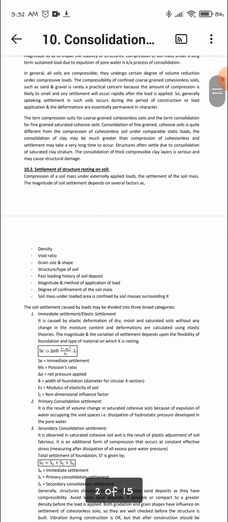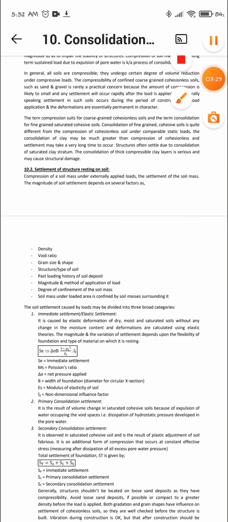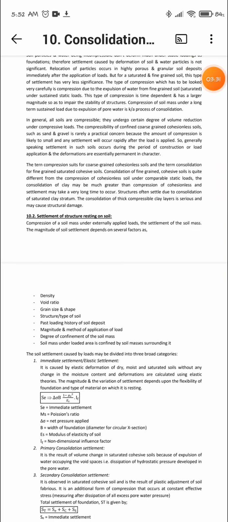10.2 Settlement of structure resting on soil. Compression of a soil mass under externally applied load is the settlement of soil mass.